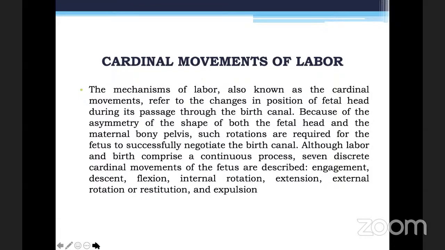Although labor and birth comprise a continuous process, 7 discrete cardinal movements of the fetus are described. The first is engagement, then descent, flexion, internal rotation, extension, external rotation and restitution, and expulsion.